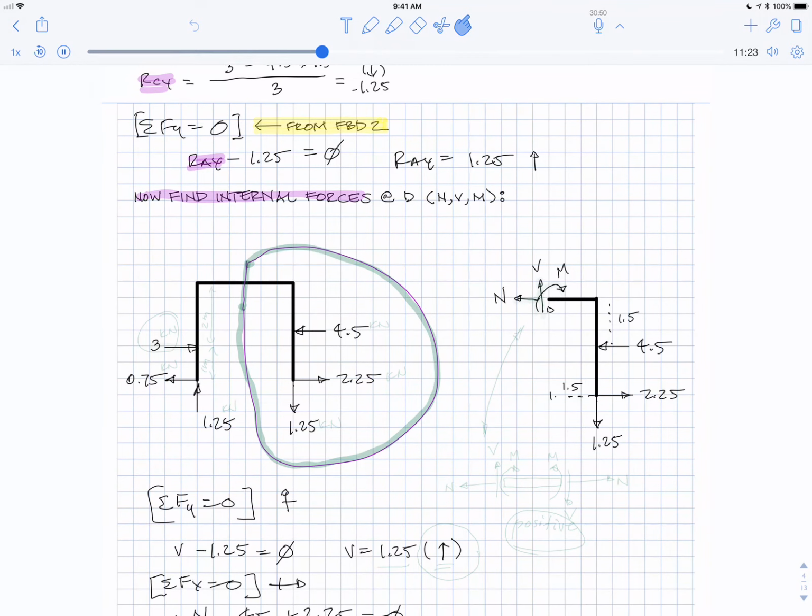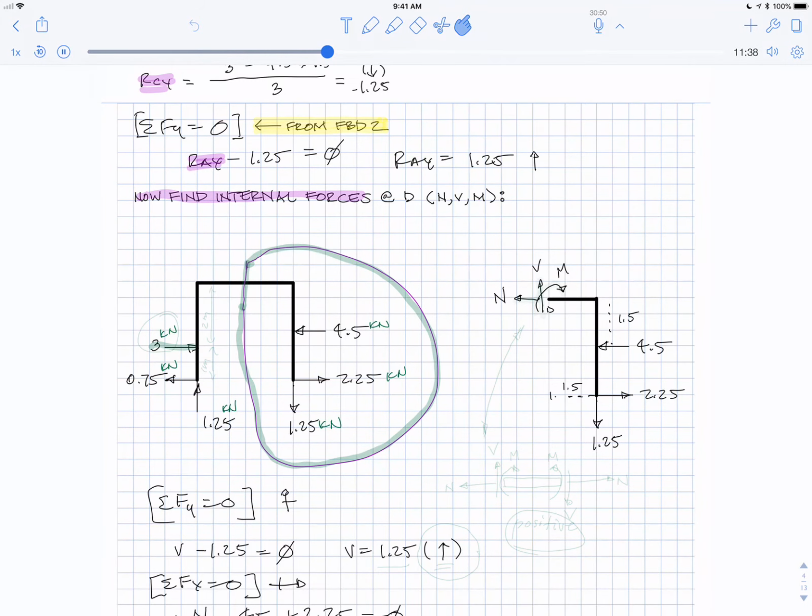By the way, this 3 kilonewtons here, I should put in the units. Let me do that. Kilonewtons, kilonewtons, kilonewtons.